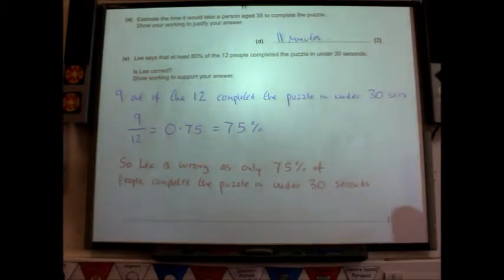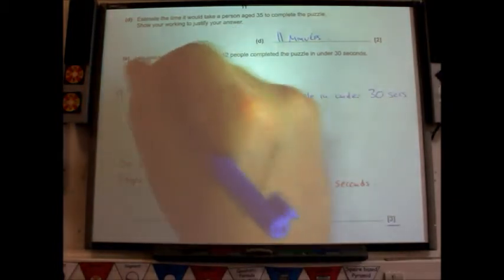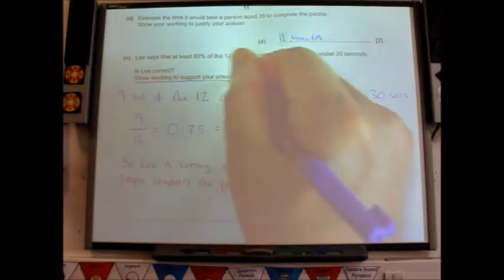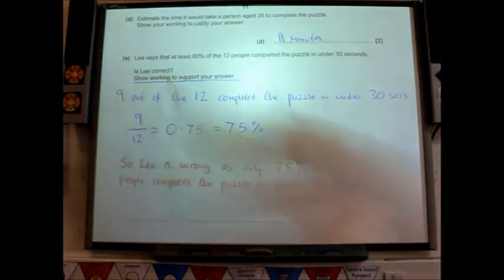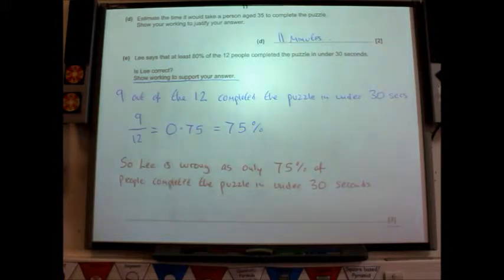So Lee is wrong, as only 75% of the people completed the puzzle in under 30 seconds. Look, 3 marks for that. So make sure you're explaining it really clearly. Show your workings. There we go. Look, show workings to support your answer. You cannot put "is Lee correct" and put "no" and expect to get any marks for it at all. You will not. You must show workings to support your answer.